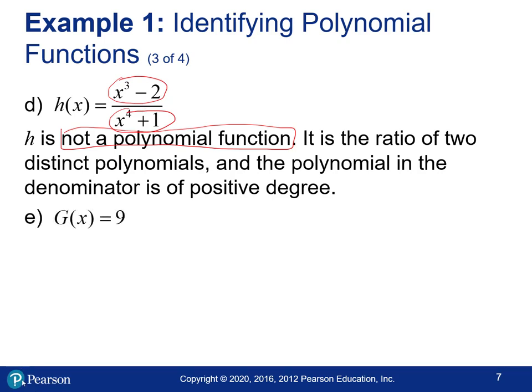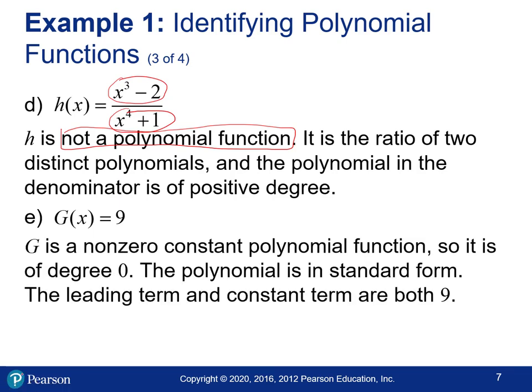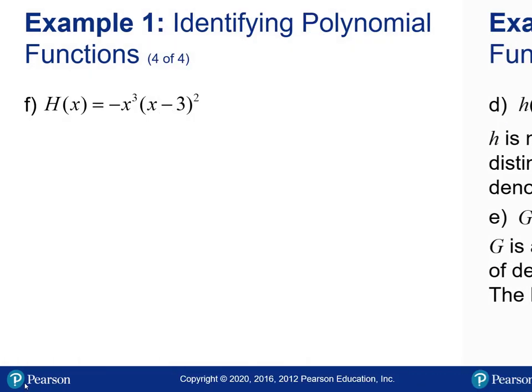Okay, how about this one? G of x equals 9. Is this a polynomial function? And it is. So this is a polynomial function, even though it's just the number 9, and here's why. If you want to rewrite 9, 9 is the same as 9 times x to the 0. Because, let me tell you this also, if you didn't know this, x to the 0 is 1. Any number to the 0 is 1, except 0 to the 0. And so we still can call this a polynomial function, but we'll call it a non-zero constant. So it's degree 0.